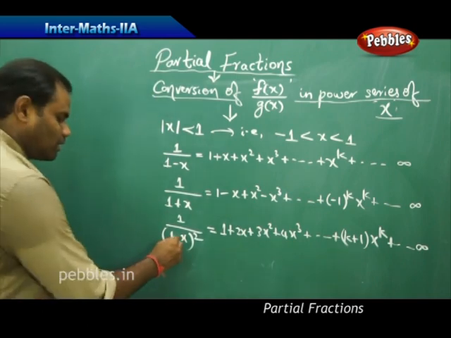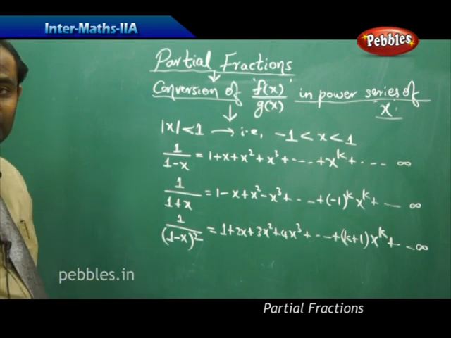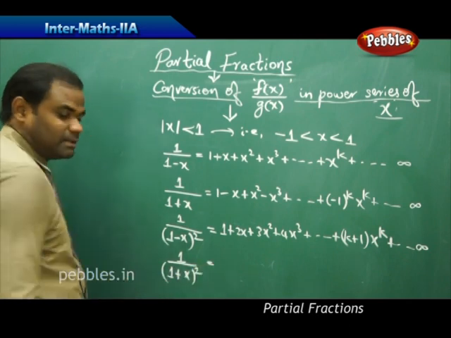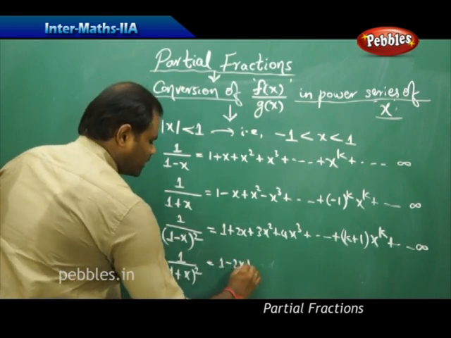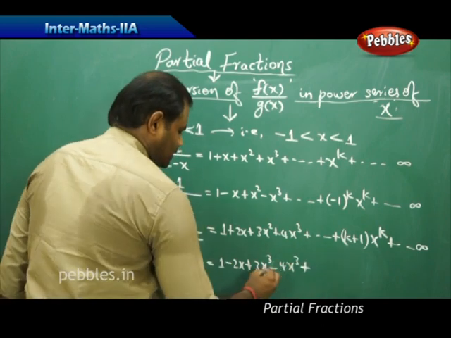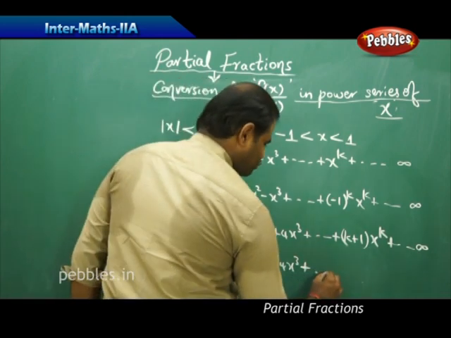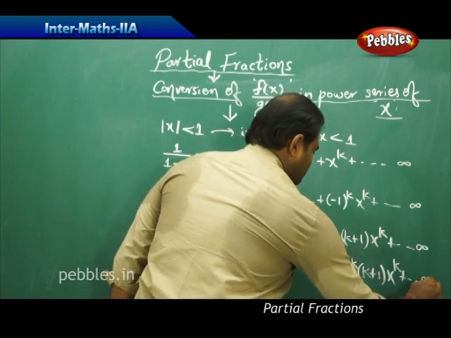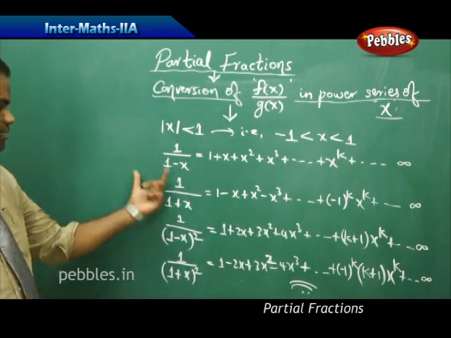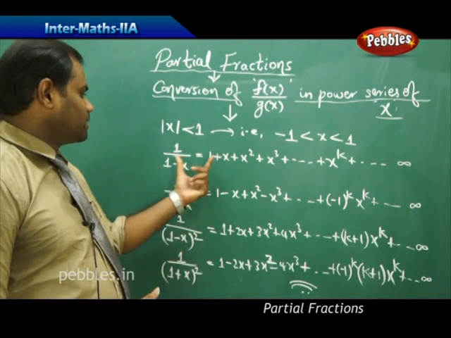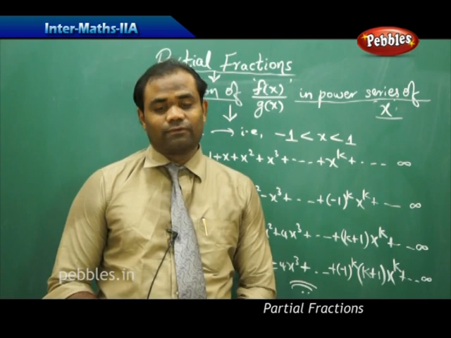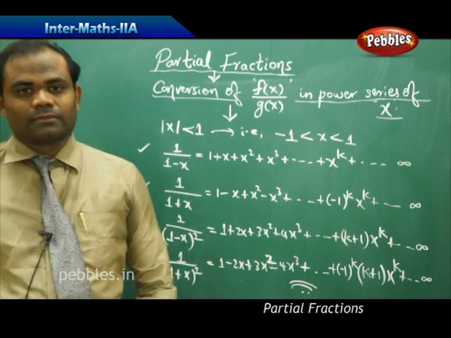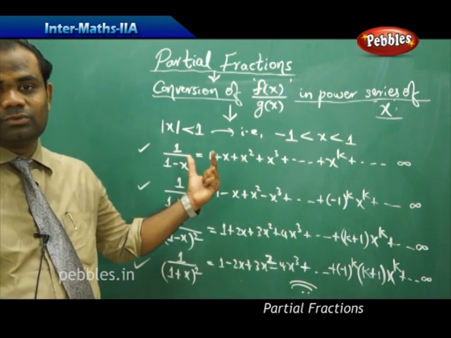So this is the expansion of 1 by (1 minus x) whole squared. Similarly, 1 by (1 plus x) whole squared will have alternate plus and minus of the previous series, that is 1 minus 2x plus 3x squared minus 4x cubed. So we get (minus 1) whole power k of (k plus 1) x power k, and so on till infinity. So these are the four basic formulae which we have in expanding the polynomial f of x by g of x in power series of x for mod x less than 1. And this is how we connect the partial fraction into power series in x.